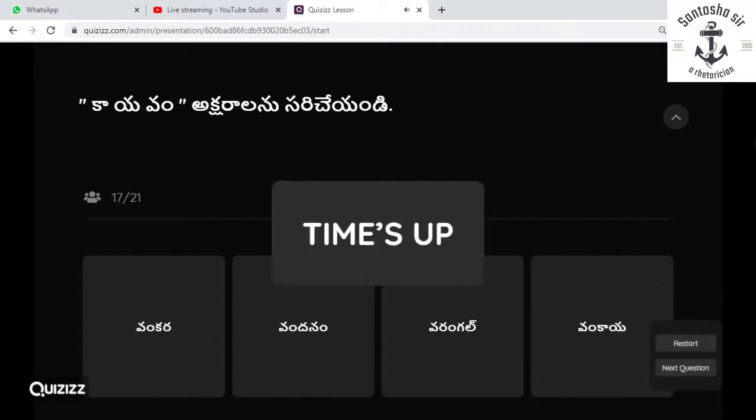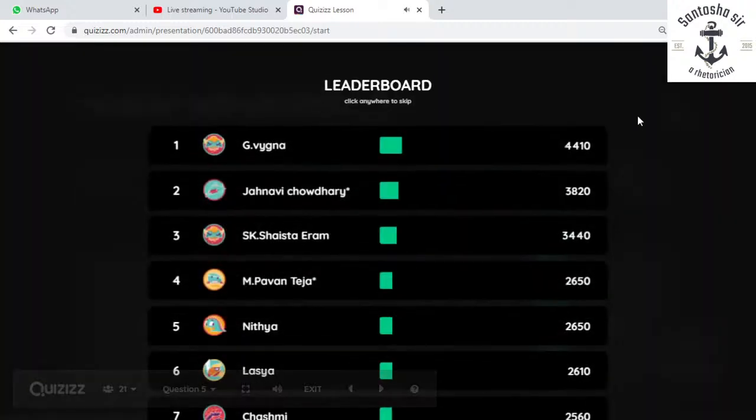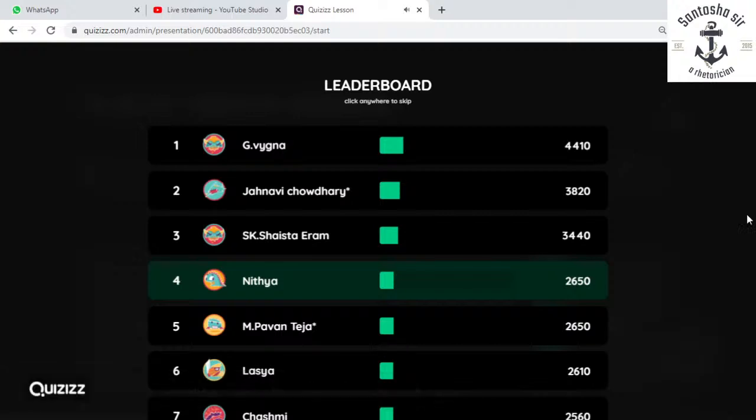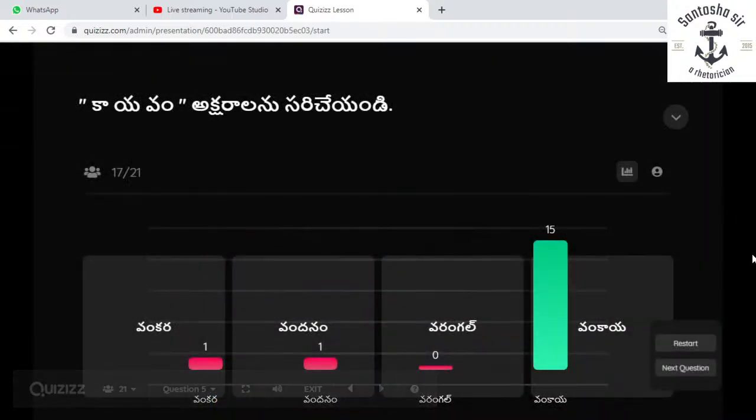There ends the time. 17 members answered out of 21 participants. And now the leaderboard score says Vaignya on the top, followed by Jahnavi Chaudhary, Shaista on third position. 15 members answered this question correctly. Yes, when you correct these letters, given letters ka, ya, vam, it becomes Vankaya. Okay, then let's move on to the next question.